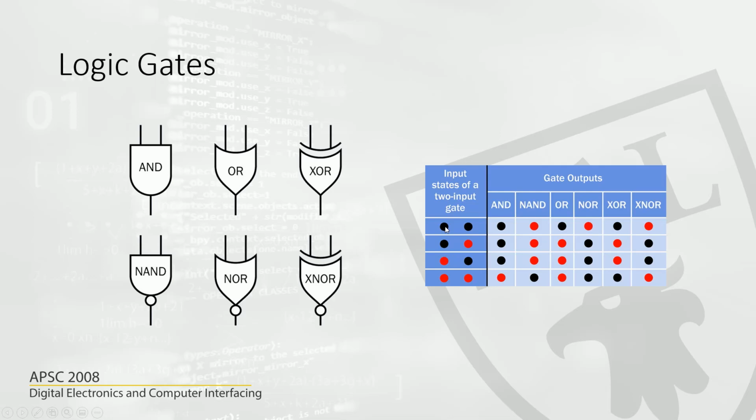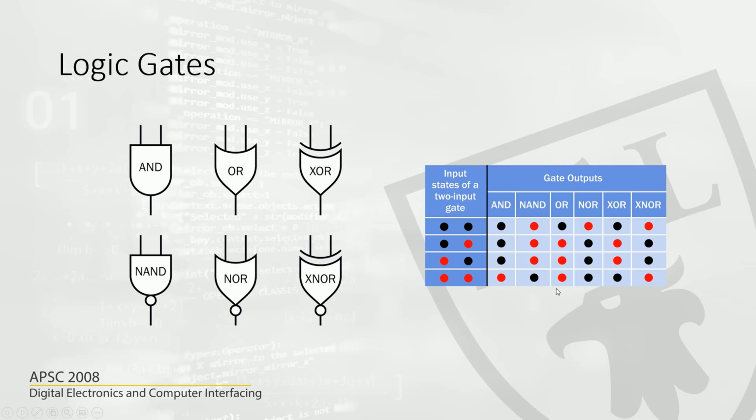Here both of them are turned off, so the output is turned off. When one is turned off, it still needs both to be turned on, so it stays off. The only combination in which it is turned on is when both of them are turned on. The NAND gate is the opposite of the AND gate, which means whenever the AND output is off, this will be on, and when that is on, this will be off. That is AND and NAND.